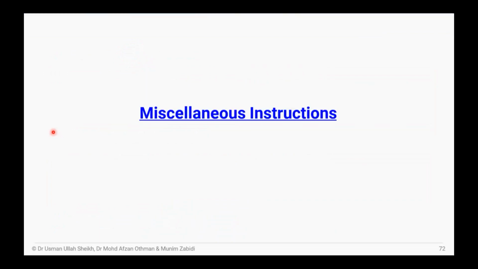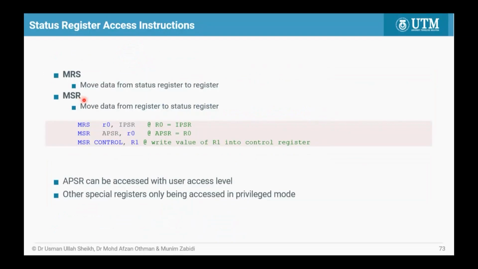And then we have a few instructions. The ones that you always use are MRS and MSR. This is how you're going to access the status register or special registers. MRS means move data from status register to a register, and MSR moves data from register to a status register. This is always used with the special registers. We already used these instructions several times in the special registers that you learned earlier.